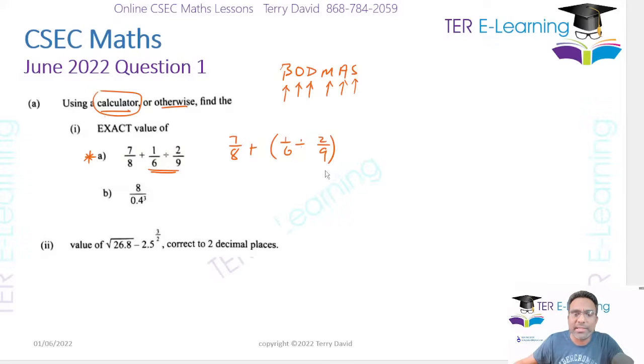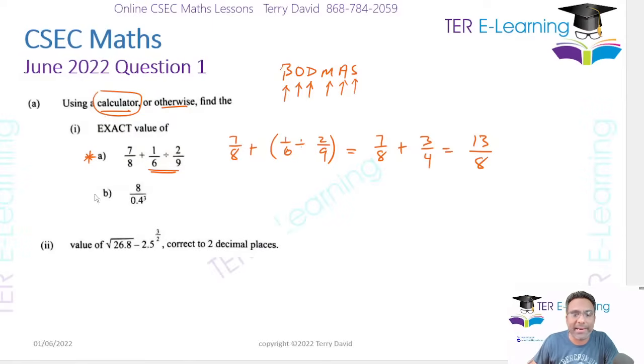Now, to do this, you can use a calculator if you want. So, let's see. 1/6 divided by 2/9, I'm going to get 3/4. So that is the same as saying 7/8 plus 3/4, and what I'm getting here is 13/8. They want the exact value, so we're going to leave the answer as 13/8.